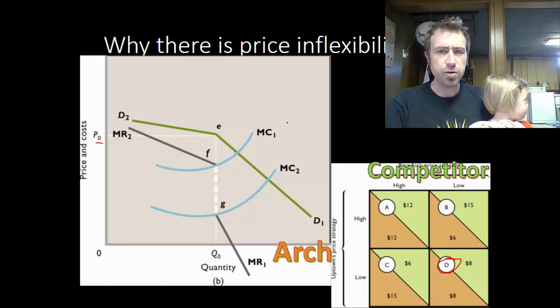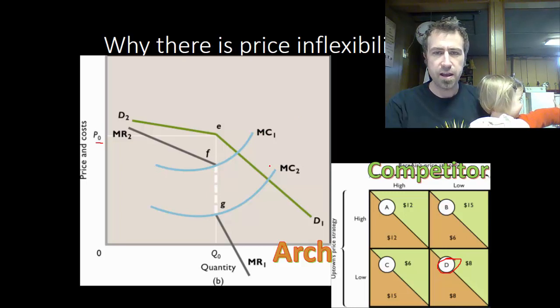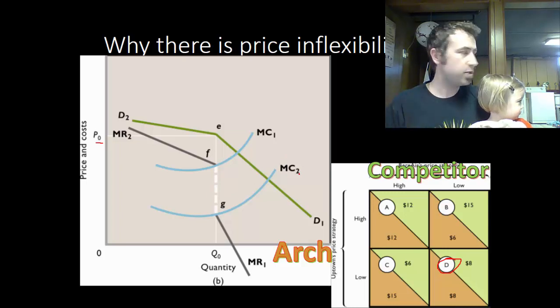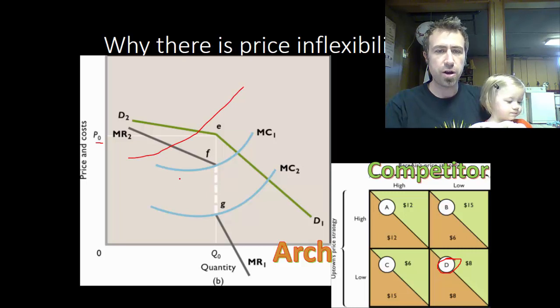So I told you before, MC1 is an imaginary marginal cost line, and MC2 is also another imaginary marginal cost line. And so let's play some what ifs. Let's play what if we had different marginal cost curves. So let's say we had this as our marginal cost curve.